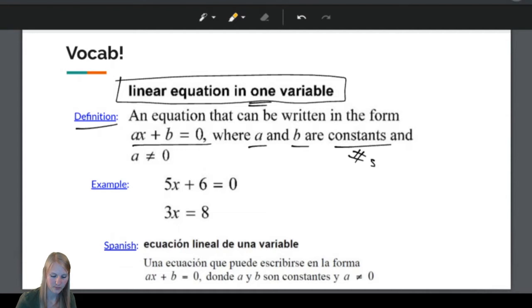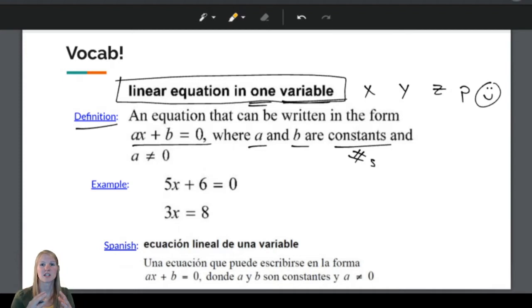When we talk about a variable, we're talking about letters. So x, y, z, p, heck, you could even use a smiley face if you want to, but a variable is something that we don't know the value of. So 3, I know 3 is 3, but I don't know what x stands for. Its value can vary. Variable, that's where the name comes from.